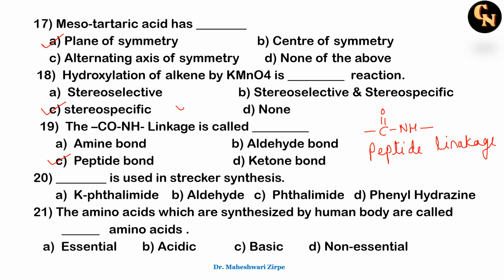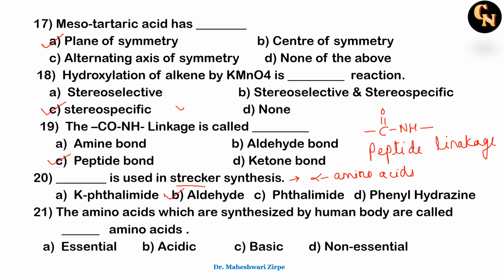Next is 20th one, dash is used in Strecker synthesis. So basically you'll find the 20th one is dash is used in Strecker synthesis. So in Strecker synthesis, you should remember the synthesis. This is used to prepare amino acids, alpha amino acids. Okay, they are used to prepare alpha amino acids. So here it uses aldehyde. So option B is correct.